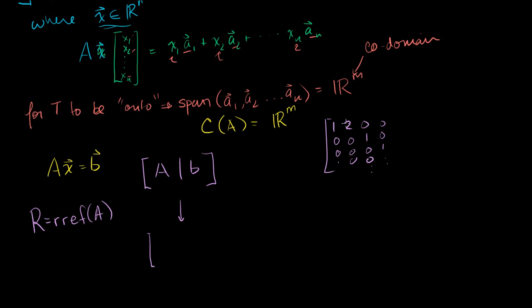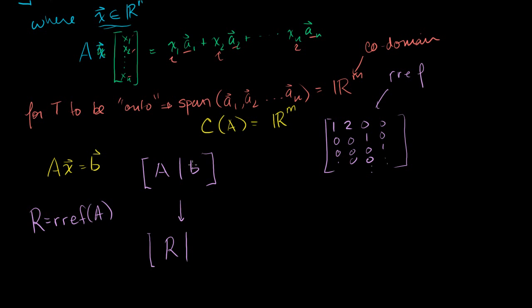You could have some columns that don't have pivots, but whenever you do have a pivot, it has to be the only non-zero entry in its column. This is reduced row echelon form. So what we do with any matrix is we keep performing those row operations so that we eventually get it into reduced row echelon form. And as we do that, we're performing those same operations on the right-hand side, on the entire row of these augmented matrices.